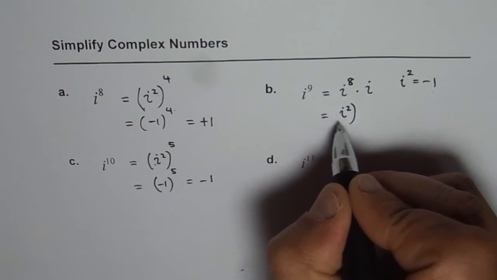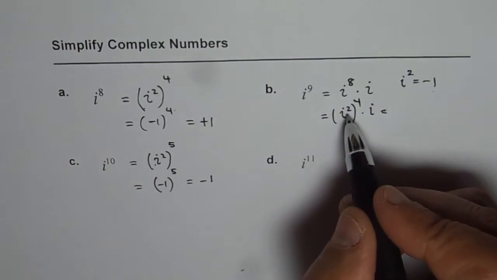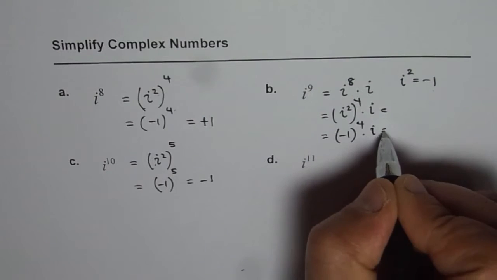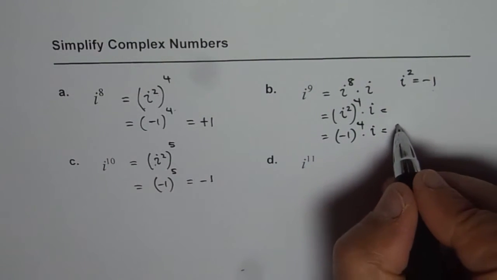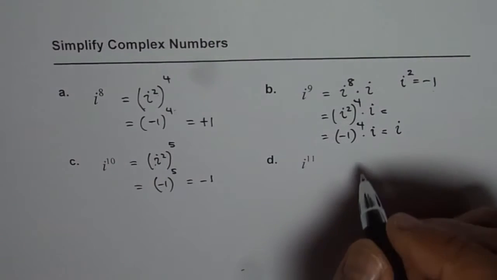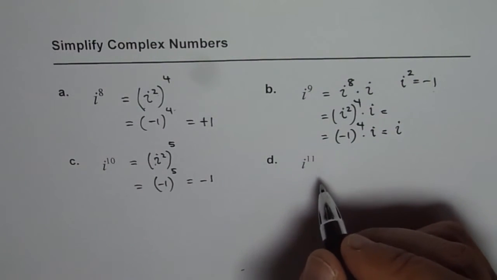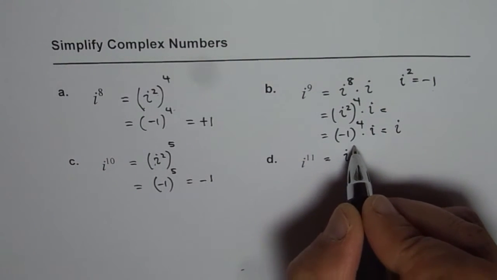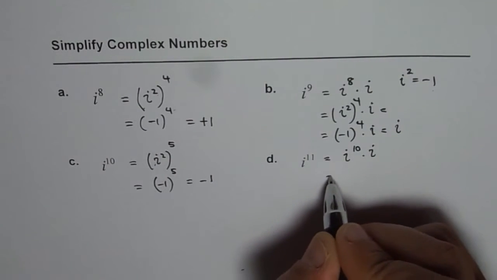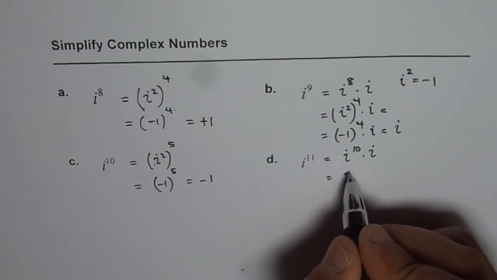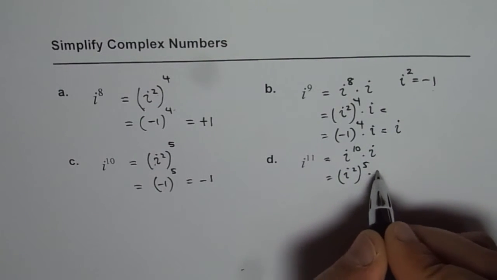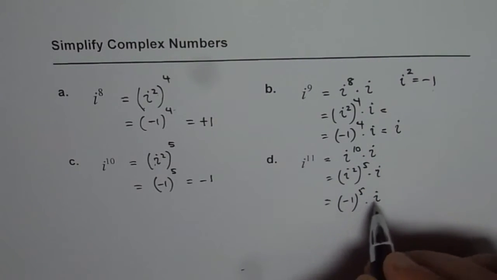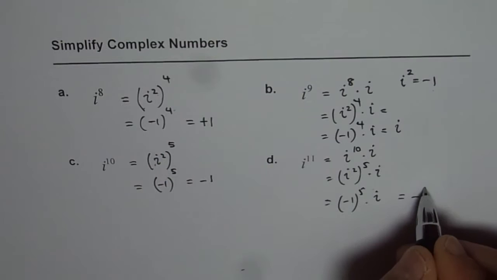I could write this as i squared to the power of 4 times i, and i squared is negative 1. So it is negative 1 to the power of 4 times i. Even power means positive. So we get positive i this time. Okay? Just as we got positive 1 in A. Now let's look into i to the power of 11. It could be written as i to the power of 10 times i. 10 is, as we did before, i squared to the power of 5 times i, and i squared is minus 1, so minus 1 to the power of 5 times i, and that we know is negative i.